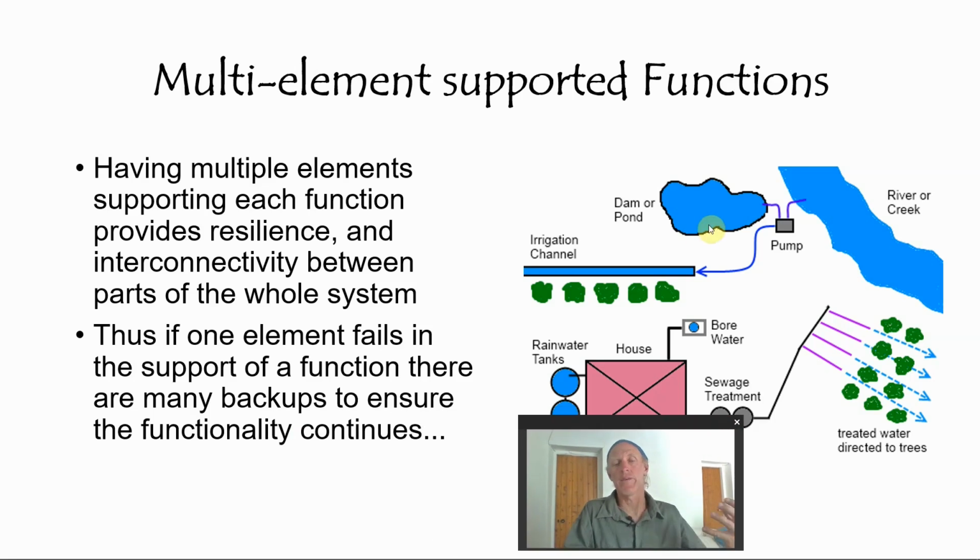So if one particular element fails, you have a hailstorm, for example, and your solar water heater vacuum tubes get damaged, you've still got choices and options for hot water. You will not be without hot water. If the borehole pump breaks, there's still the rainwater tank, there's still sewage water, there's still river water. These are just examples. So if one element fails, the support of a function can still continue because there are backups. That's not only the core of abundance, it's the core of resilience.